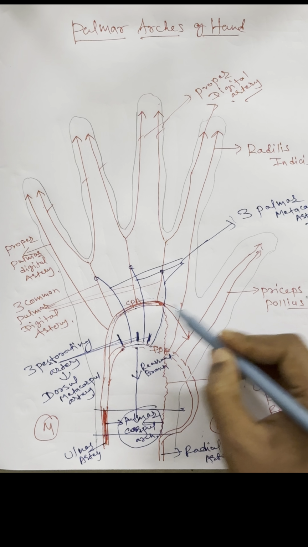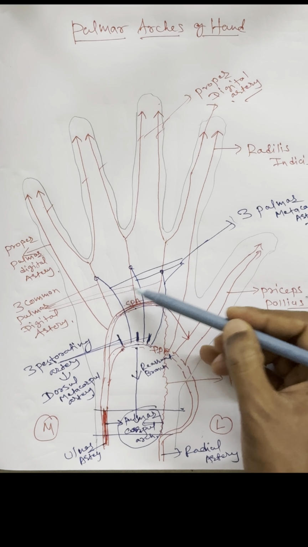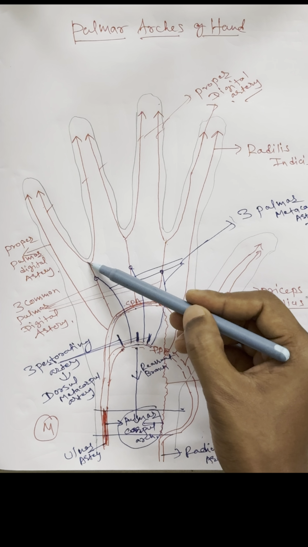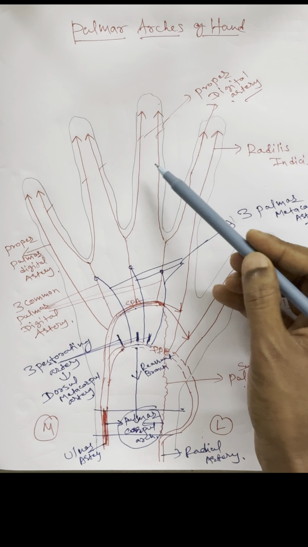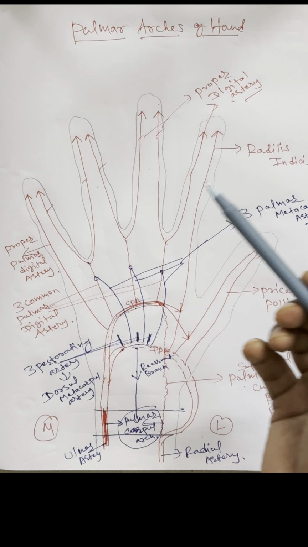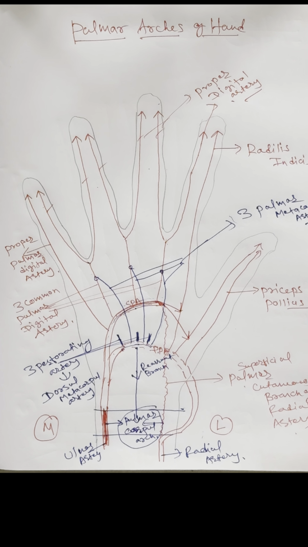Agree? This is how the superficial palmar arch is formed. In the same way, it gives one, two, and three common palmar digital arteries. Further, these common palmar digital arteries go and form the proper digital arteries for the index finger, middle finger, ring finger, and half of the small finger. And again, it gives one direct branch that is known as the proper palmar digital artery.